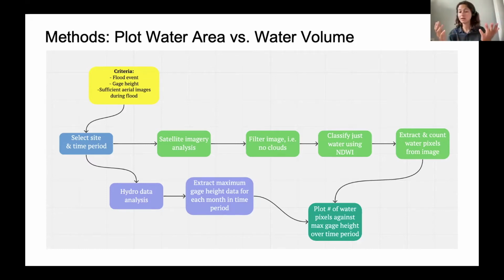For the hydro data, we extracted the maximum hydro value per month for the flood event time period. And for the satellite imagery, we filtered out all the clouds we could, classified the water using the normalized difference water index, which allows a body of water to stand out against soil and vegetation, and then counted the number of water pixels extracted. So the higher number of water pixels, the more area the water covers. And then lastly, we plotted the number of water pixels against the max hydro value over the flooding time period.